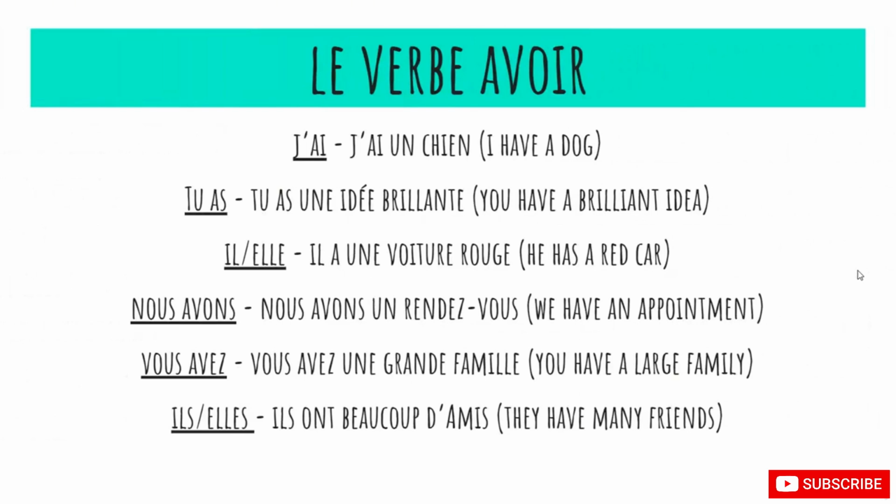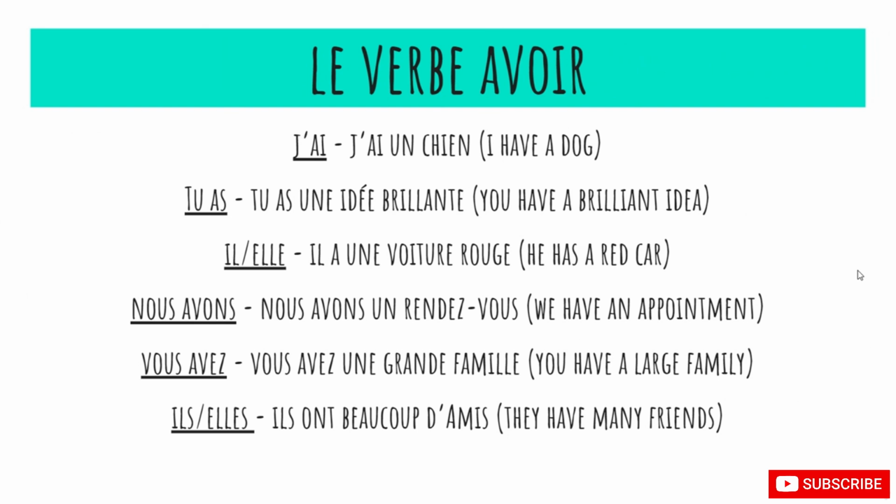For example, j'ai un chien. I have a dog. Tu as. Tu as une idée brillante. You have a brilliant idea. Il a une voiture rouge. He has a red car. Nous avons un rendez-vous. We have an appointment. Vous avez une grande famille. You have a large family. And ils ont beaucoup d'amis. They have many friends.